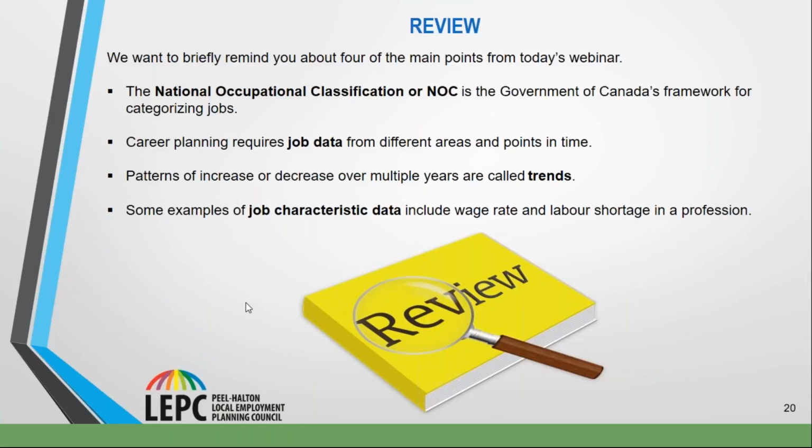Okay, we will now revisit the main ideas from today's webinar. The National Occupational Classification is a system for categorizing jobs. Career planning requires job data from different years and locations. Trends are patterns of increase or decrease over time. Job characteristic data refers to variables such as the wage rate and labor shortage in a profession.